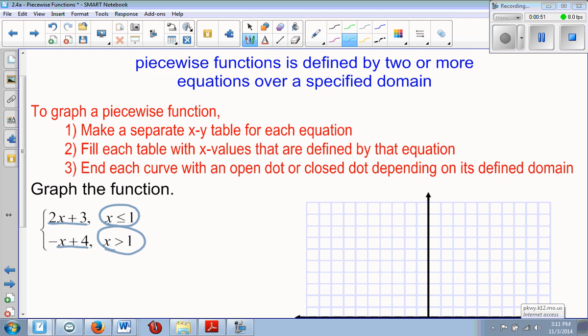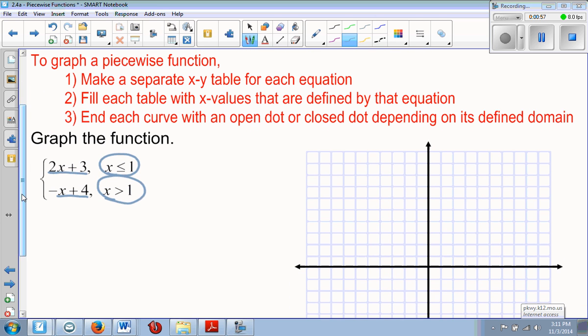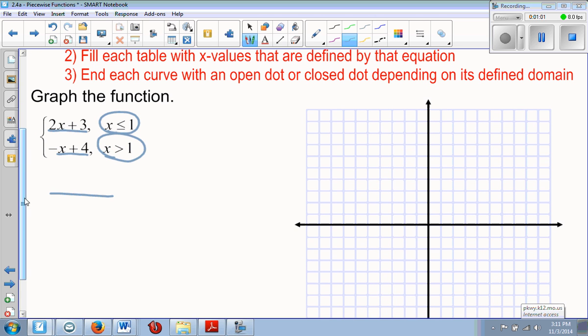So what we're going to do first is make an xy table for each one of our equations over its defined domain. So the domain for the first equation has values less than or equal to 1. So I'm going to start at my boundary number of 1, and I'm going to work my way backwards for a significant number of points, usually 3 or 4.